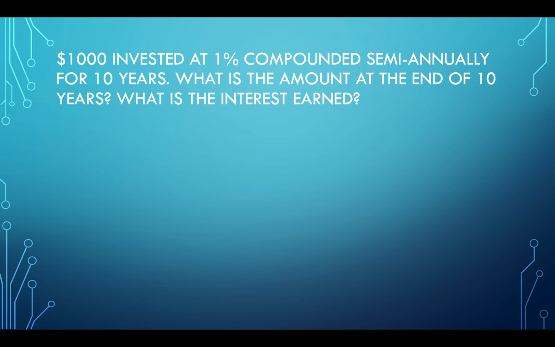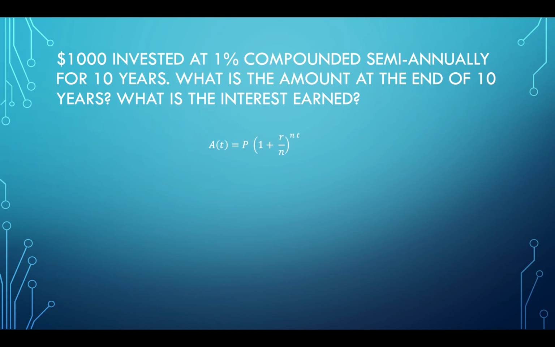$1,000 is invested at 1%. It's compounded semi-annually for 10 years. What is the amount at the end of 10 years? What is the interest earned? So this problem, I'm asking you, what is the final amount, so what is AT at the end of 10 years? And then I'm also asking you, what is the interest earned? So it's kind of a 2-part problem.